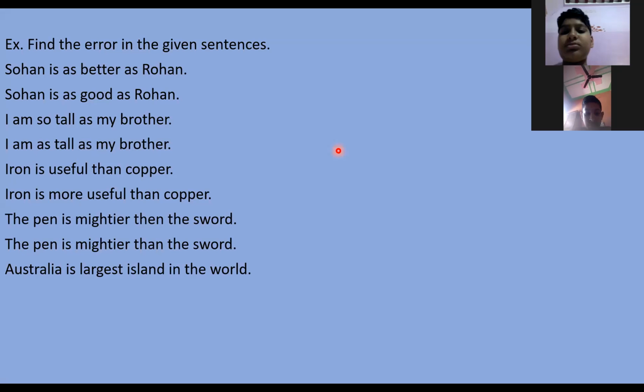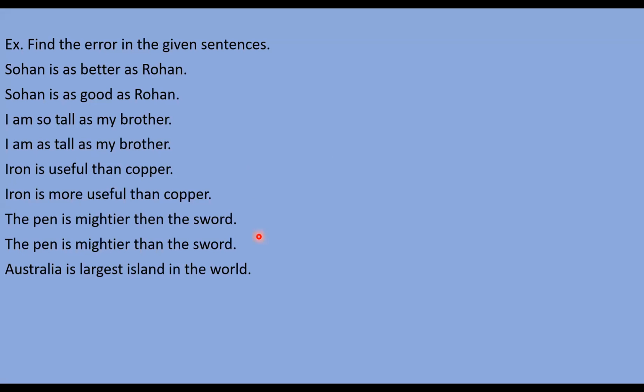Now unmute yourself and please tell me, Reet. Australia is the largest island in the world. Very good. The word "the" will come here. When we have to describe the superlative degree, we need to use "the" because we want to talk about a definite thing. Australia is the largest island in the world. You have given the right answer. We need to mention "the" here.